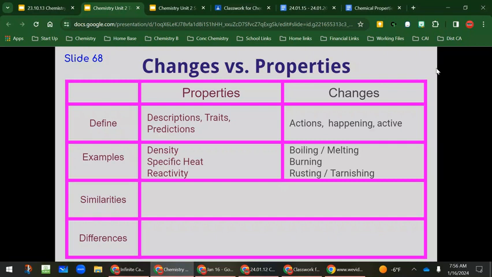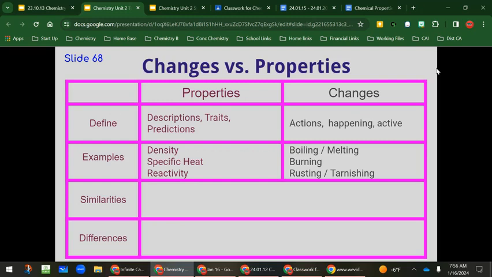Properties are things like density, specific heat, and reactivity. Now remember, these are just properties. They could be chemical or physical. These two are physical, this one is chemical. Burning, melting, boiling, rusting, tarnishing. These two are chemical, this one is physical.